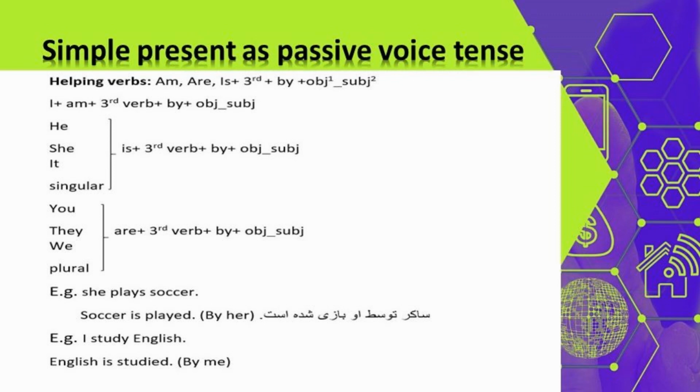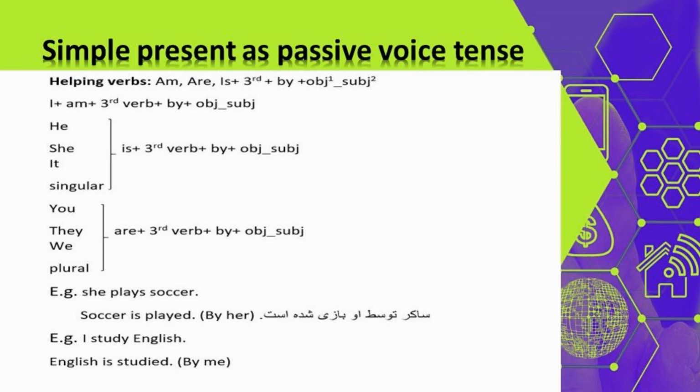we have to use the structure is, after is plus third form of the verb plus by plus object or subject. As we have studied in the rules and regulations of passive voice, we have to use third form of the verb plus by and object or subject. With you, they, we, plural, with all of them we have to use are plus third form of the verb plus by plus object or subject.